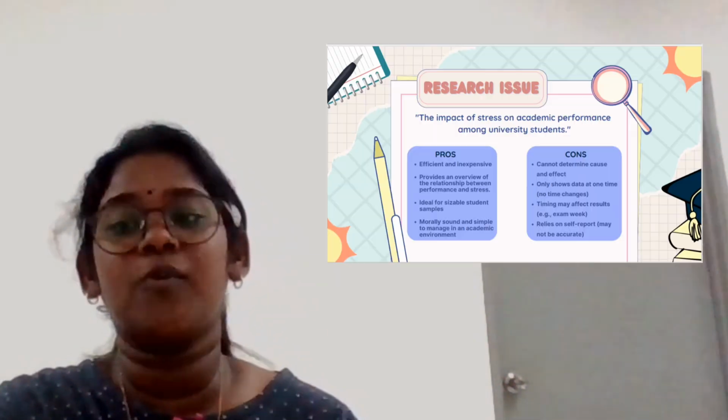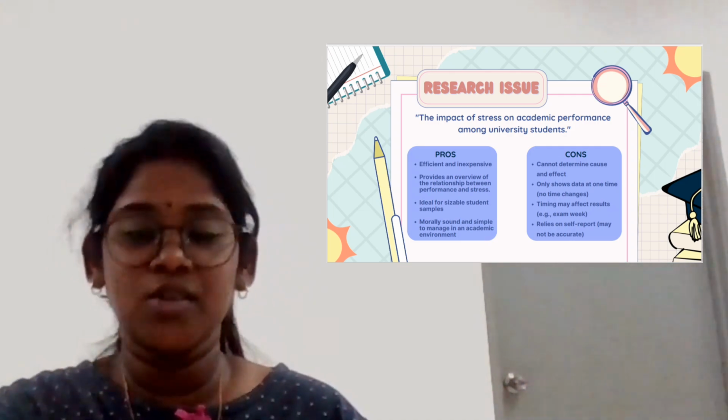Okay, last but not least, the final part of our cross-sectional research is research issues. Issues, also known as a research problem, are specific areas of concern, gaps in knowledge, or questions that researchers aim to address through their work. They are the foundation of any research project, guiding the investigation and shaping the research questions. Essentially, a research problem identifies what the researcher is trying to understand, improve, or solve.